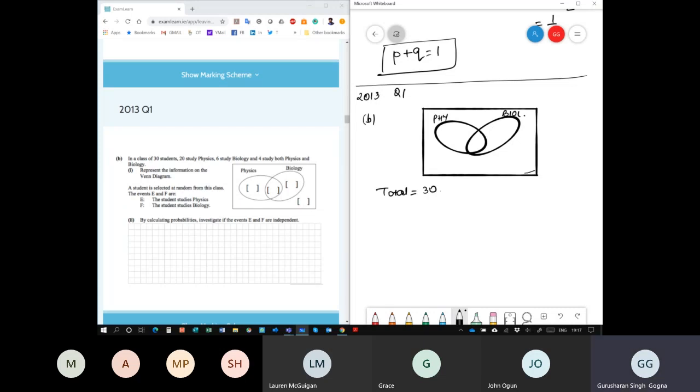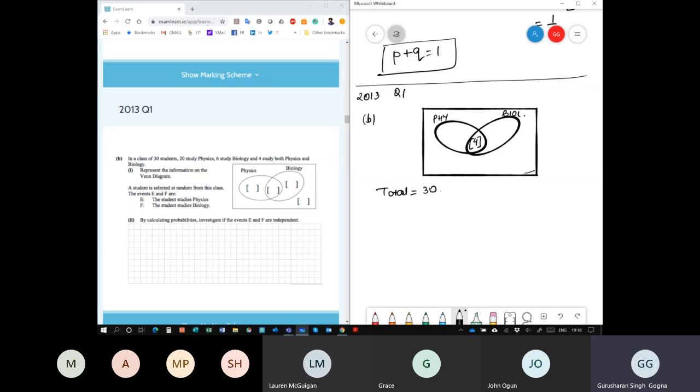In set theory, you probably did this type of question, a word problem, where they give you all the information and ask you to put all the numbers in the Venn diagram. In order to do this type of question, we always start from the intersection, or common space. So 4 students study both physics and biology, so you need to put 4 here. We always start from the common area when you do these kinds of Venn diagram questions.